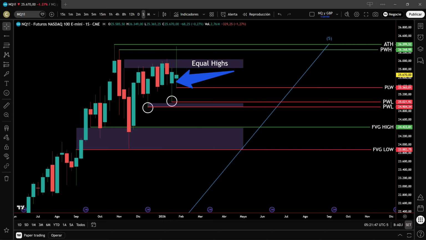The final target for this Wave 5 cycle is located at the ATH, or all-time high, at 26,399 points. As long as the PWL level at 25,365 holds firm, the narrative remains one of continuation toward price discovery, providing a clear roadmap for our executions on lower timeframes.